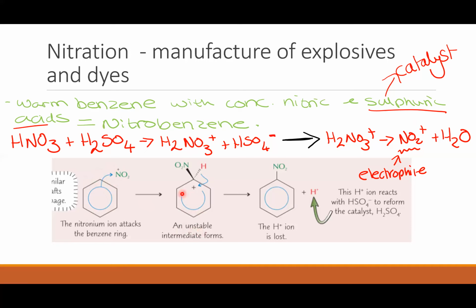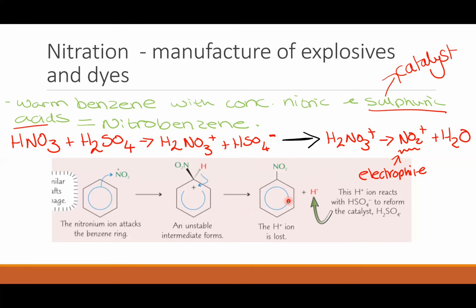We've got that breakage of the delocalized ring of electrons. And then the hydrogen ion is attracted away from the ring, and we lose that hydrogen ion, and the delocalized ring reforms. The hydrogen ion reacts with the HSO4 negative to reform the catalyst, so it helps reform our catalyst all over again.